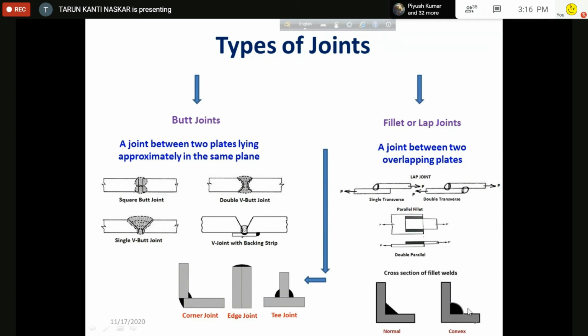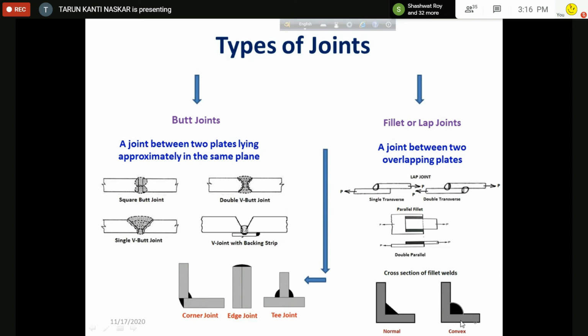Now cross section of fillet welds. So this is one angular form. There is a difference between this and this. So this is normal, this is convex. Say cross section. Cross section of fillet weld. This is the cross section of fillet weld. Okay, this is the cross section.